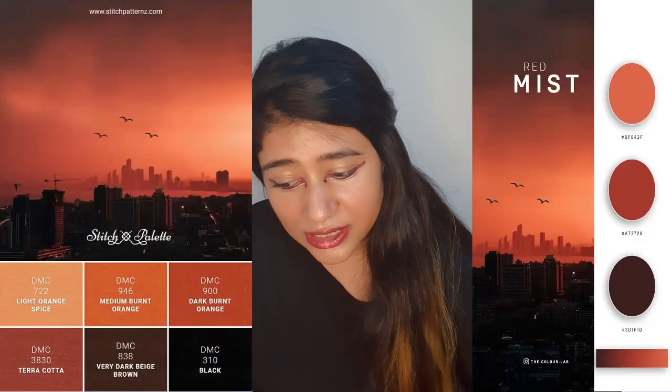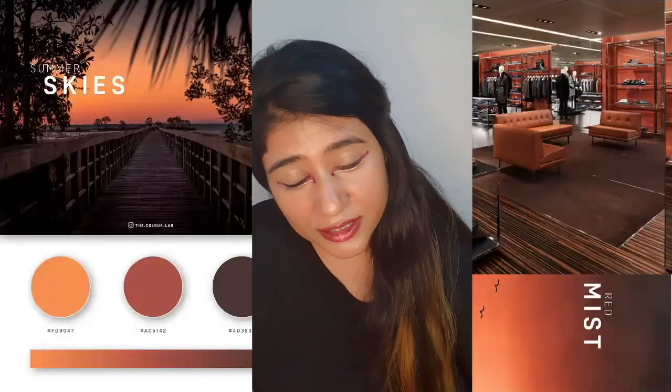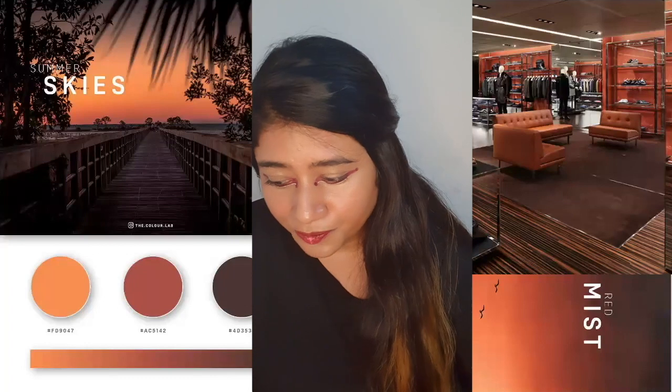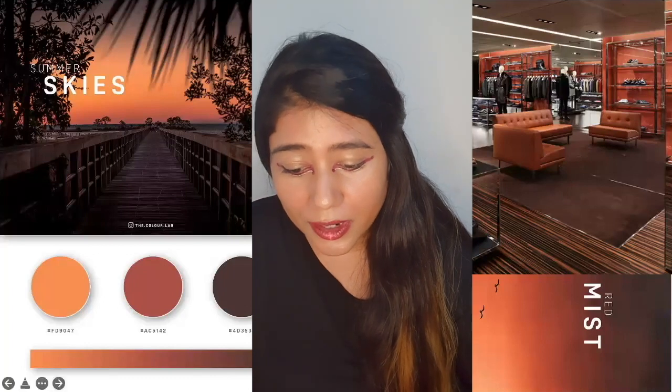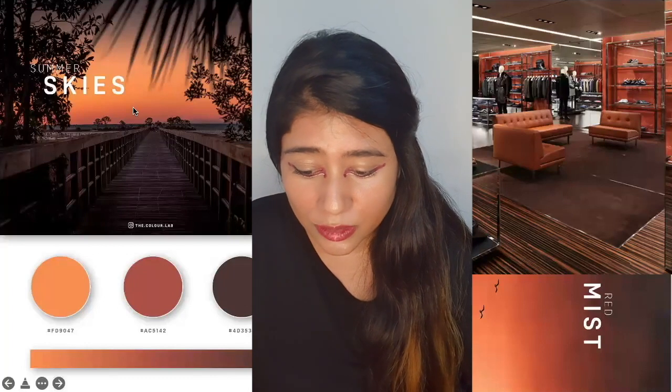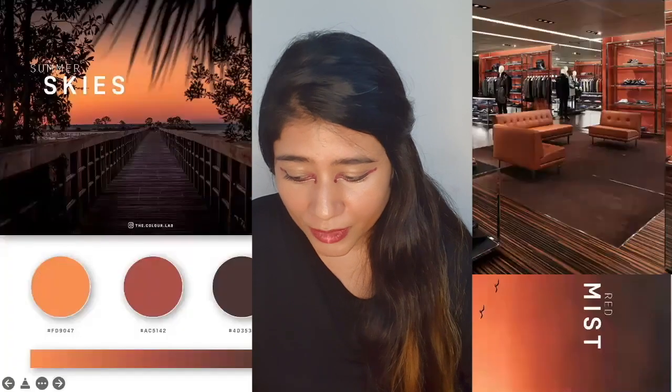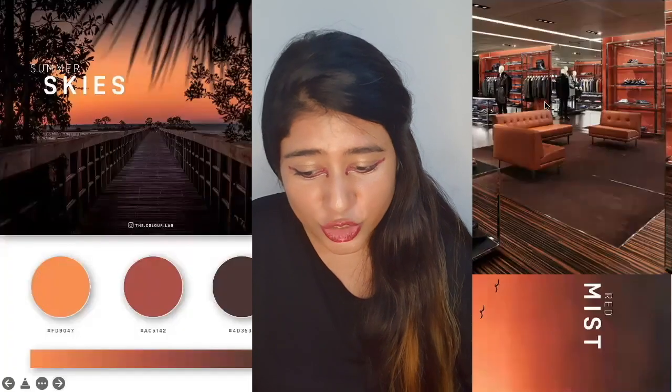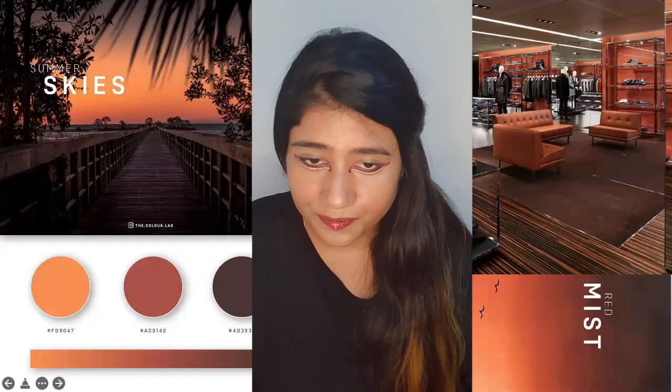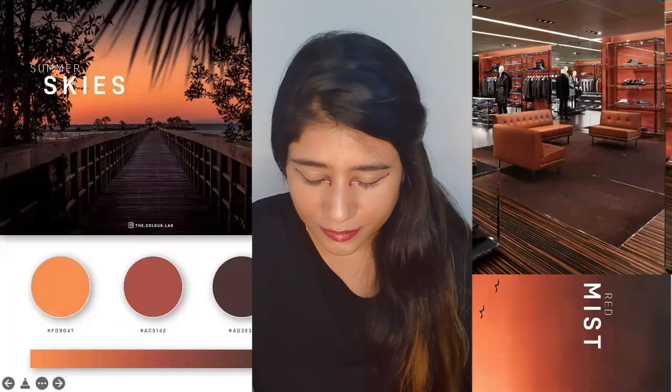Now the same thing you can see happening in this interior. The exact same color tone has been used in this interior as in both pictures of the sky: the same orange shade and tone of orange, and one tint.